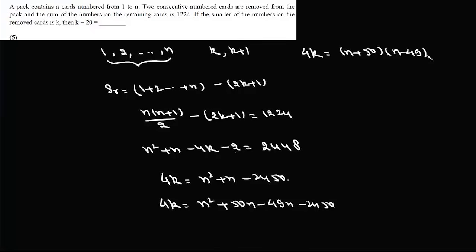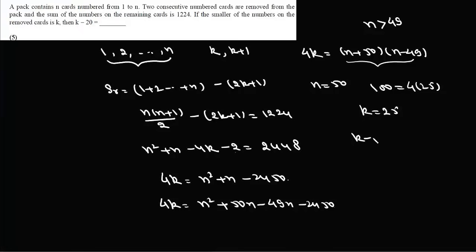Now we have to find the smallest value of k. So we have to find the smallest positive value of n for which this number is a multiple of 4. Now this n should be clearly greater than 49. Now the first smallest value is 50. So if we put n as 50, we'll get 100 and 1, which is 4 into 25. So that means the value of k is 25.